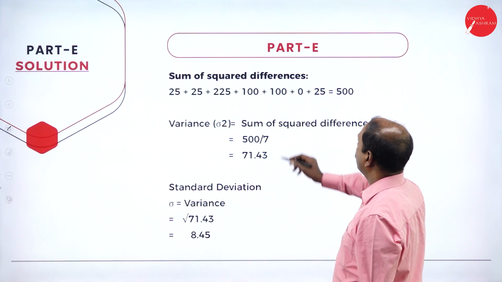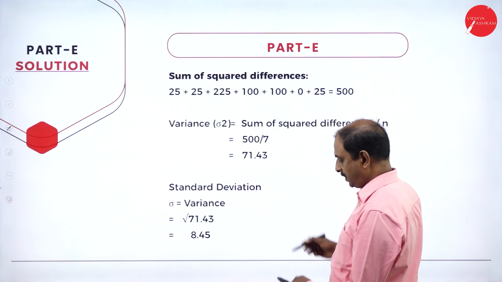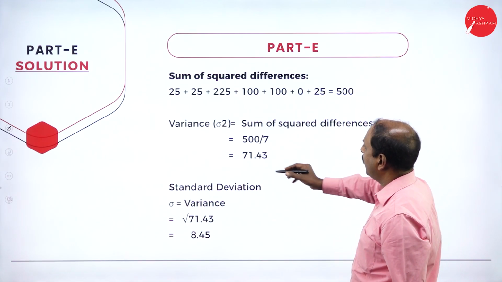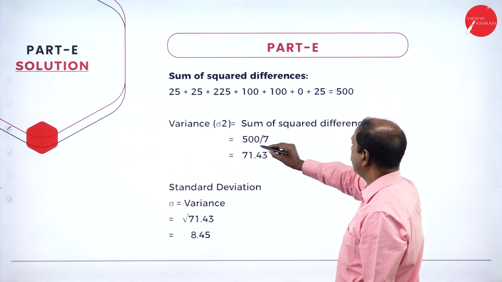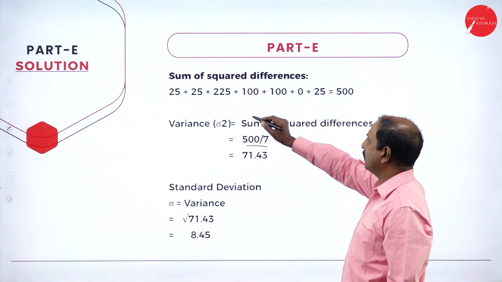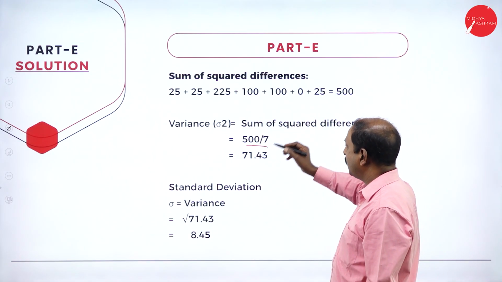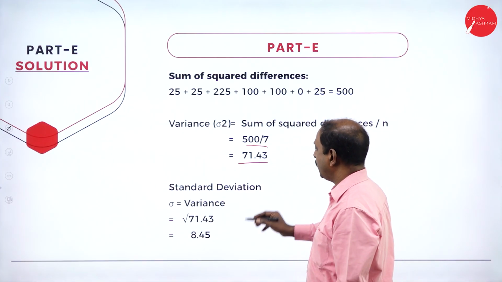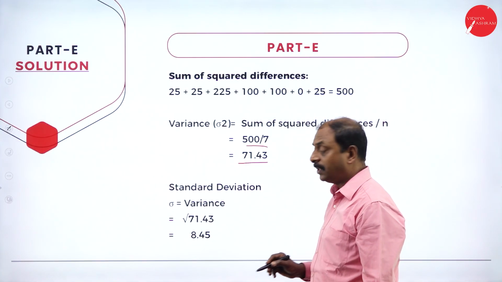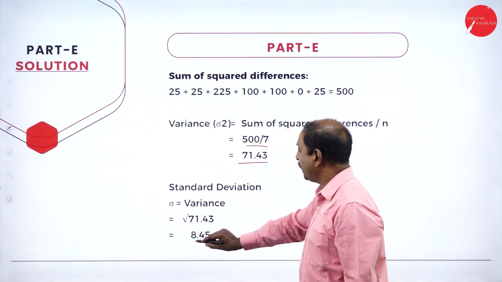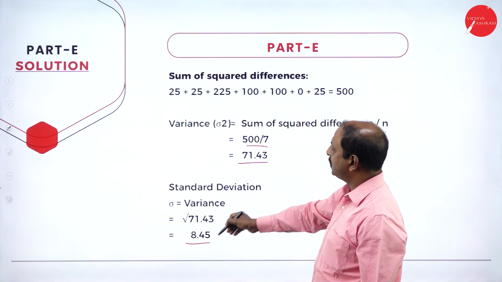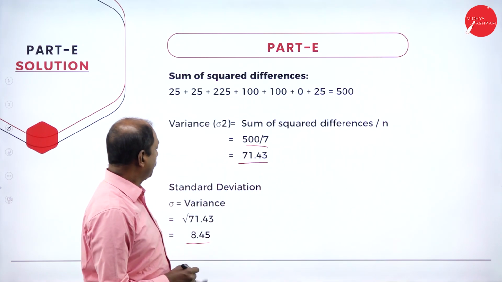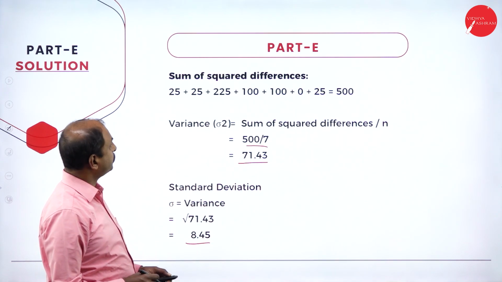Next, we have to find the sum of squared differences, which means the sum of these values. It is 500. And what is the variance? That is 500 divided by 7, as there are 7 values. You will get 71.43. Now standard deviation is the square root of this number. It is 8.45. So this is the standard deviation for the given values in the question.